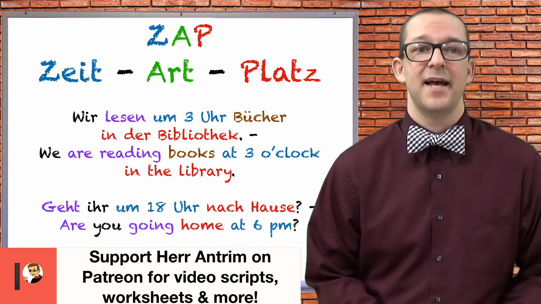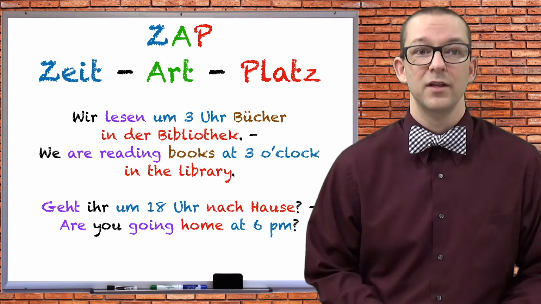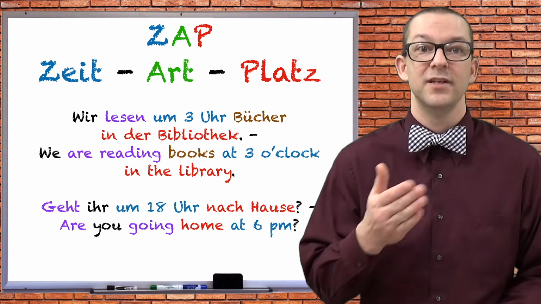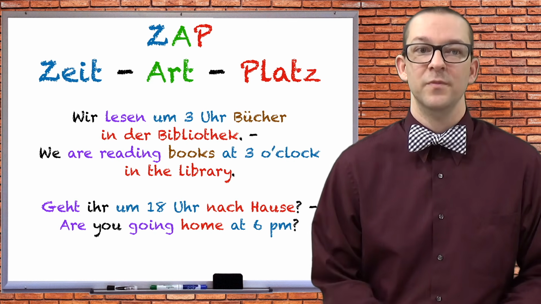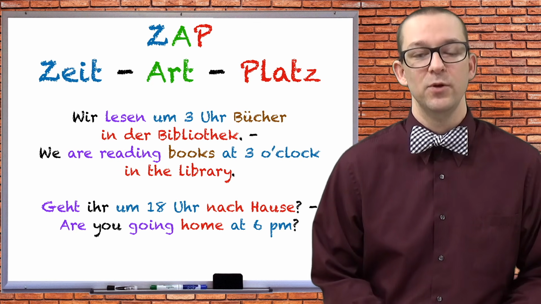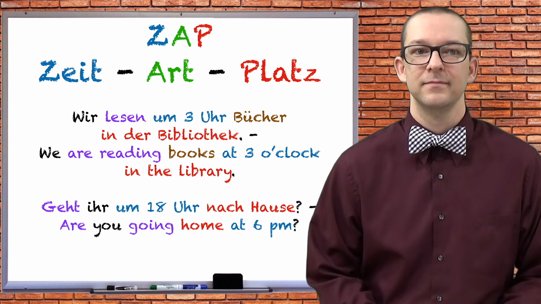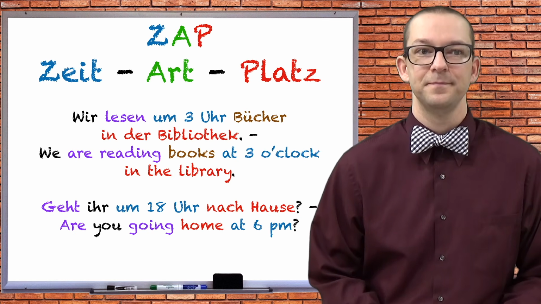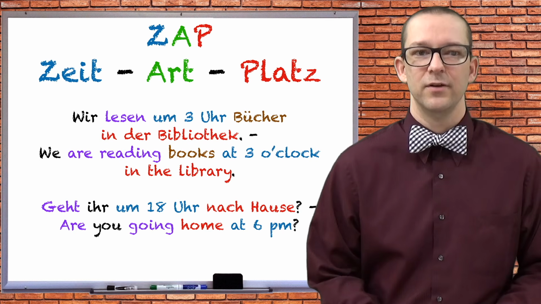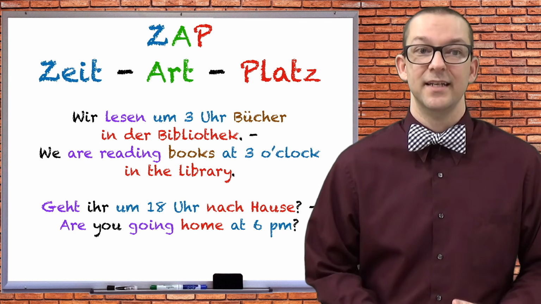You obviously don't have to have all of these elements in every single sentence you say. If you leave one or two out, the word order doesn't change. You simply move on to the next phrase that should be in that sentence. Wir lesen 3 Uhr Bücher in der Bibliothek. We are reading books at 3 o'clock in the library. Geht ihr 18 Uhr nach Hause? Are you going home at 6 p.m.? Both of these phrases are leaving out time or manner, but as you can see, we just move on to the next thing in the sentence.